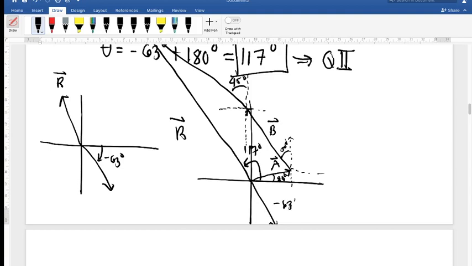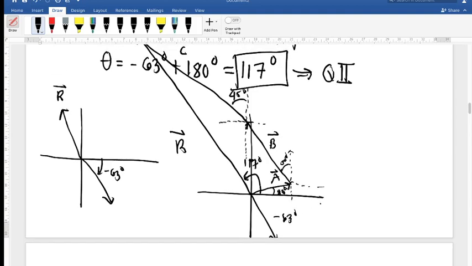You might ask, why add 180 degrees? Because they are actually in a straight line, as you can see there. This is your R, and this is your negative 63, right? So you just have to add 180 to get the correct representation of R, which is 117. They form a straight line like that, so they are just in opposite directions. So that's it for this sample problem.